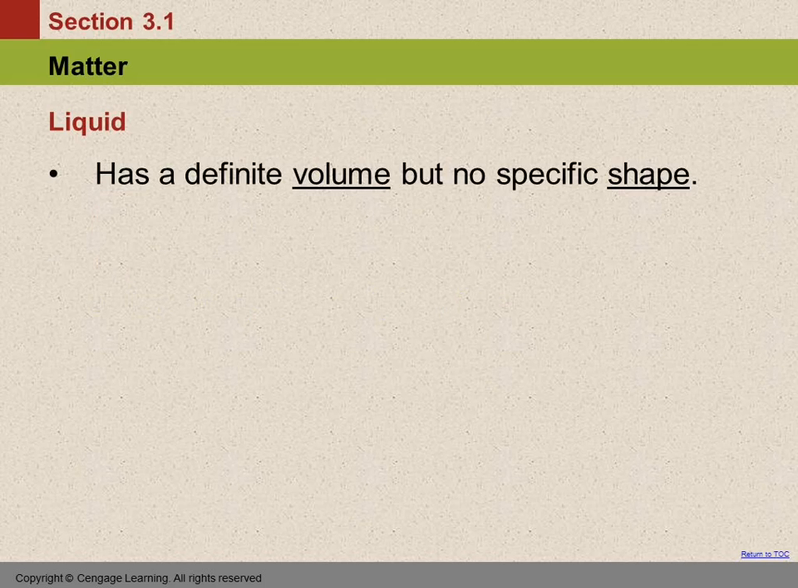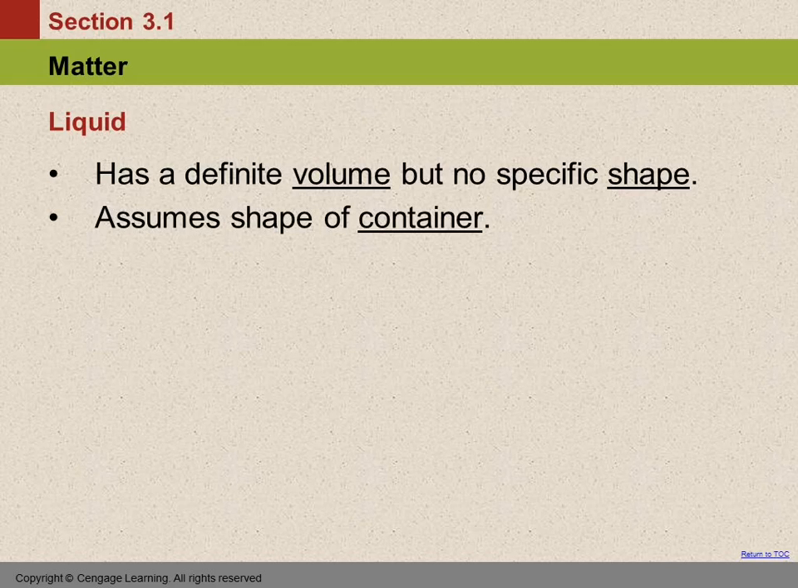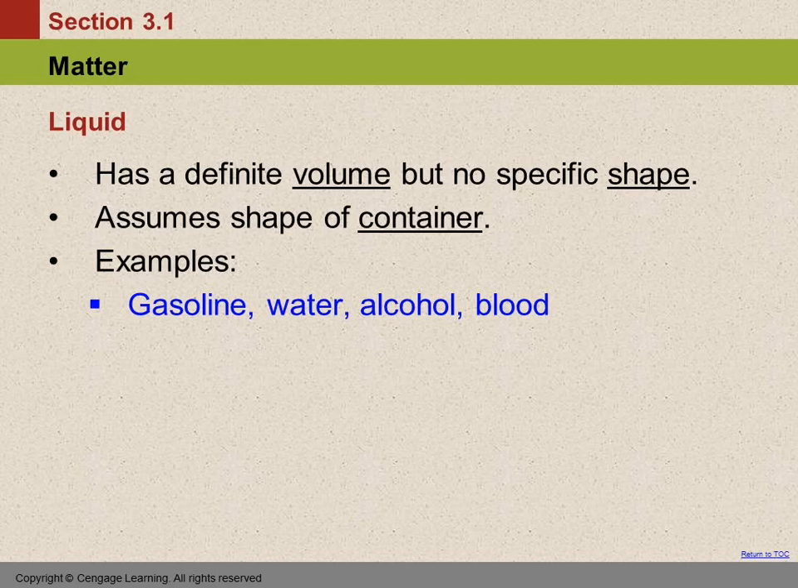Liquids. Liquids have definite volume, but no specific shape. If you take a cup of water and pour it from a tall, skinny glass into a short, shallow bowl, it's going to change its shape. Does its volume change? No. It still has the same volume. It's still 1 cup of water, regardless of what shape it's in. So solids and liquids both keep the same volume. They have a fixed volume. But liquids can change shapes, and solids do not. So we say that liquids assume the shape of the container, whatever they're in, they take on that shape. Examples: gasoline, water, alcohol, blood, these are all liquids.